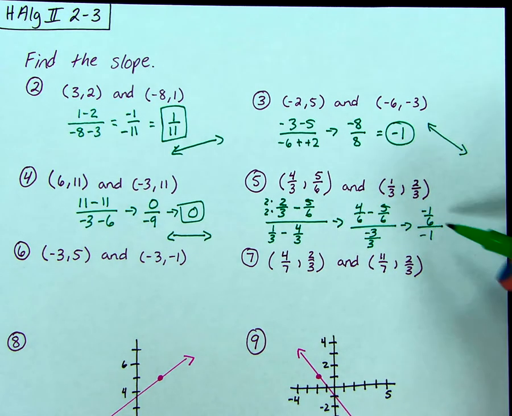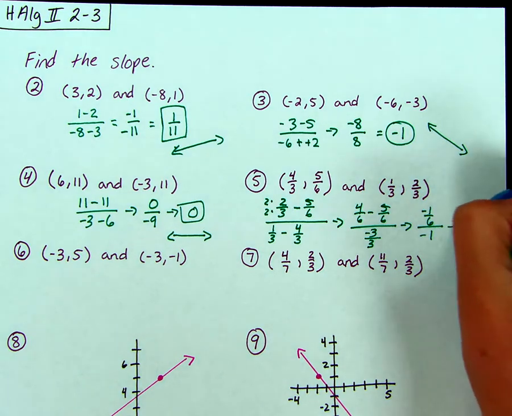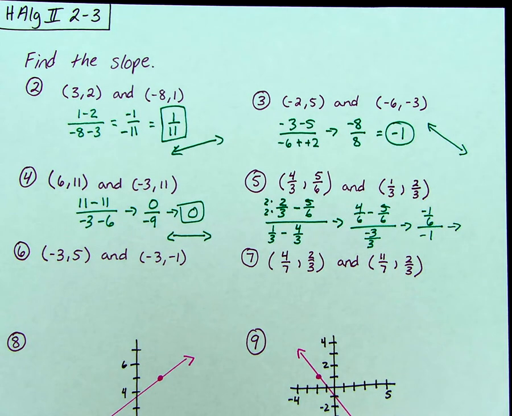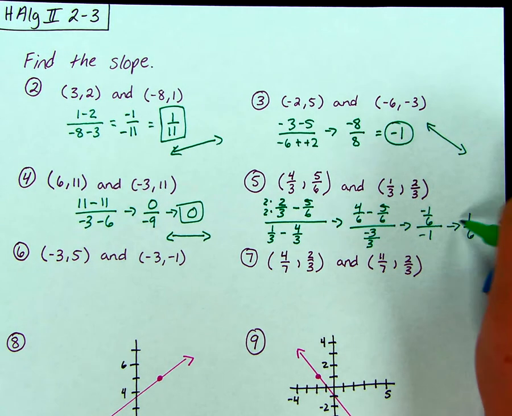So now I'm taking something and I'm dividing it by a -1. Since they're both negative, it's going to become positive. And anything divided by 1 is always just whatever we're dividing. So this is going to be a positive 1/6 for our final answer.